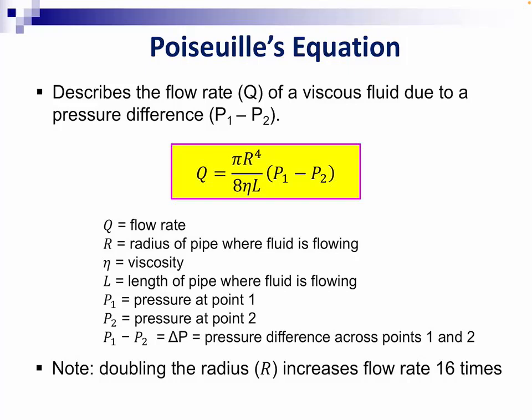R is the radius of the pipe where the fluid is flowing. Eta is the viscosity of the fluid, a property of the fluid. L is the length of the pipe where the fluid is flowing. P1 and P2 are the pressures at two different points. And remember, for a viscous fluid to flow, you need a pressure difference, and that's P1 minus P2.